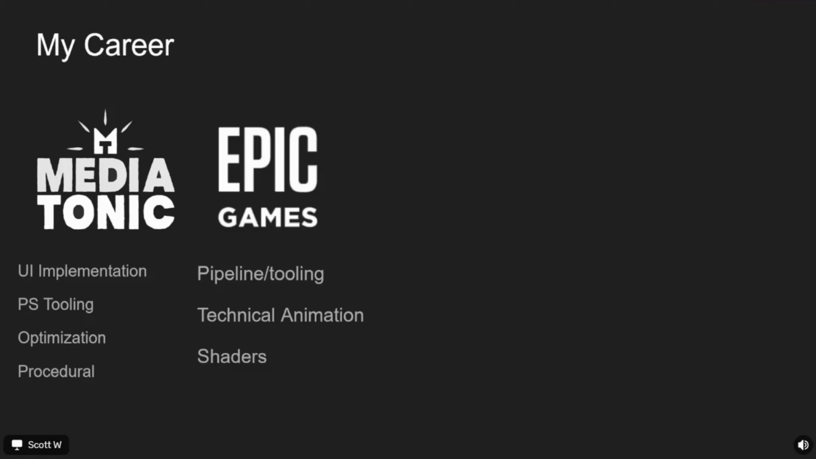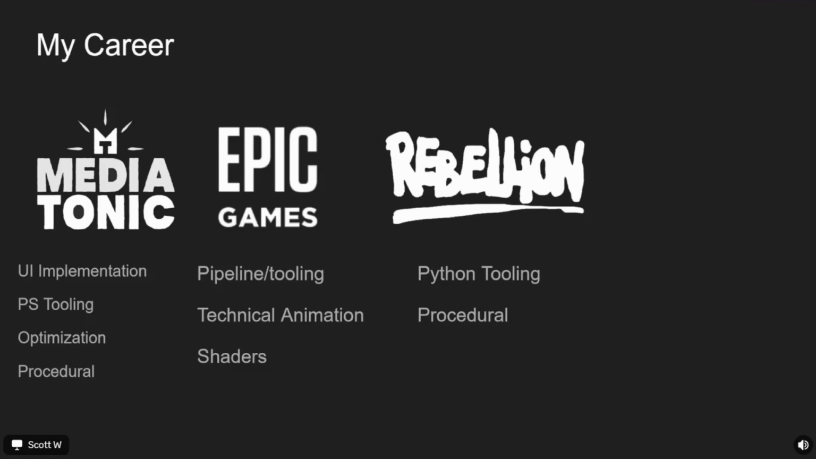After Epic Games, I then moved on over to a company called Rebellion, who make the Sniper Elite games. And I've just shown off their latest game called Atomfall. At Rebellion, what I mostly worked on there was Python tooling and procedural work. Procedural in the sense of using Houdini to create assets for their in-house engine, and then Python tooling to generate a bunch of pipelines for generating stuff like icons or resizing textures, that kind of thing.